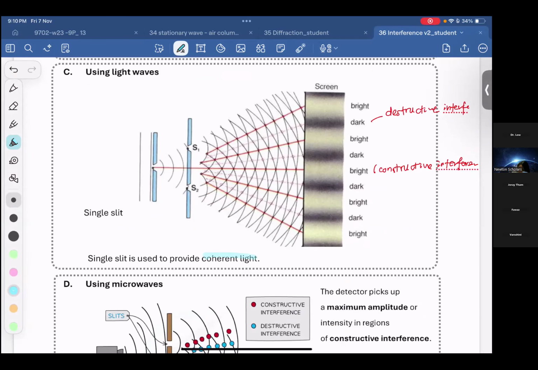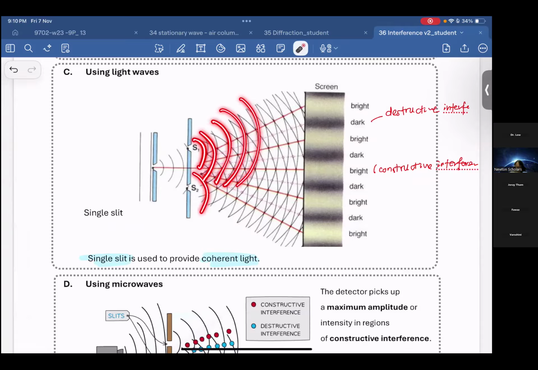Actually, I was trying to make notes here. Before I produce these two waves, I want to make sure that whatever their frequency or phase difference, they are the same. So before that, I make one diffraction first. Then from here, they diffract out. Diffraction happens here, before interference happens.